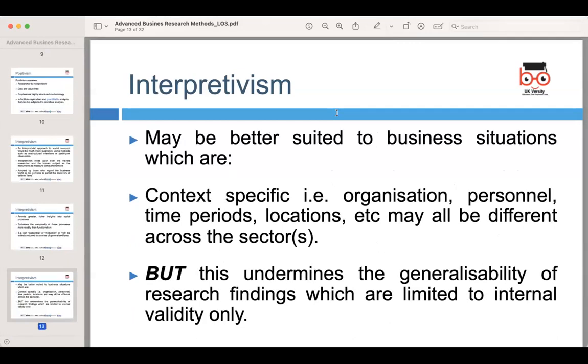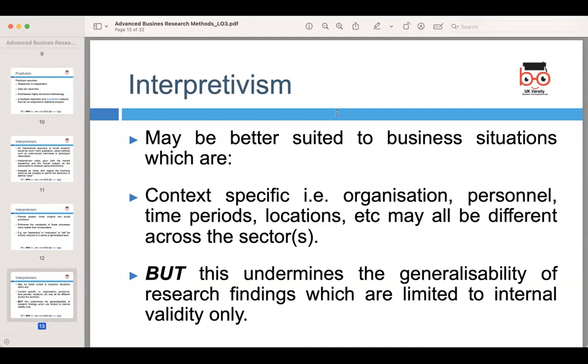Next one is interpretivism. One of the strengths of interpretivism is its ability to provide us with greater and richer insights into social processes by studying how individuals interpret and make sense of their experiences. We can gain a deeper understanding of the underlying dynamics at play.